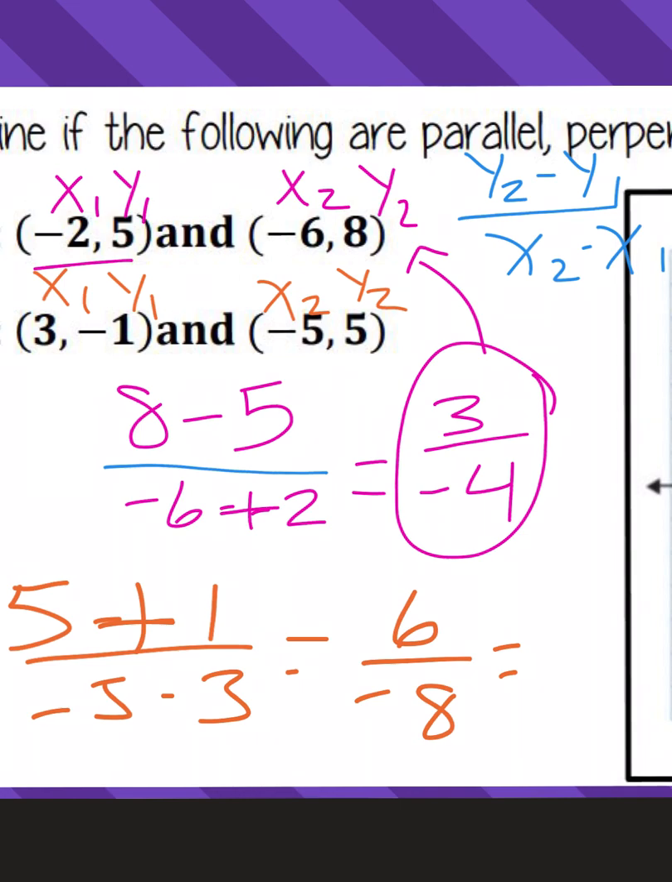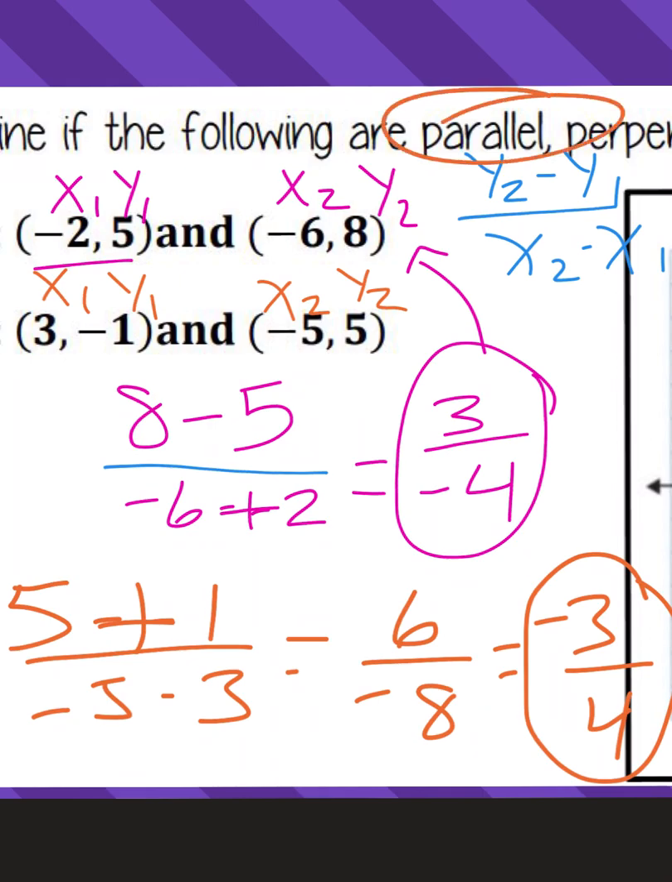All right, so 6 over 8. What number goes into both of those? 2. 2 goes into 6 how many times? 3 times. 2 goes into 8 how many times? 4. And it's a negative, correct? Yes. So they are the same, so what does that make it? Parallel, perpendicular, or neither? Parallel.